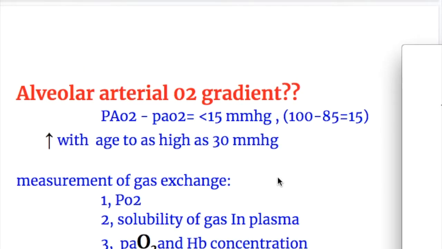What's the alveolar arterial oxygen gradient? It's the difference between the alveolar and arterial PO2. The alveolar PO2 is normally 100 and arterial also 100, but in certain circumstances it goes down to 85 millimeters of mercury, so the difference is 15. But with increasing age, it may go as high as 30 millimeters of mercury.